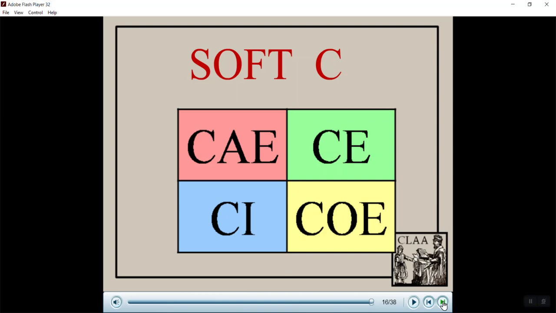Point to the syllable in the blue box. In classical Latin, we would read this as key. But in church Latin, we read this as chi, because the letter k is followed by the sound e. Chi. Point to the syllable in the yellow box. In classical Latin, we would read this as coi. In church Latin, we read this as che. Why? Because the letter k is followed by the sound e, che. Any time the letter k is followed by the sound e, we read it as che.